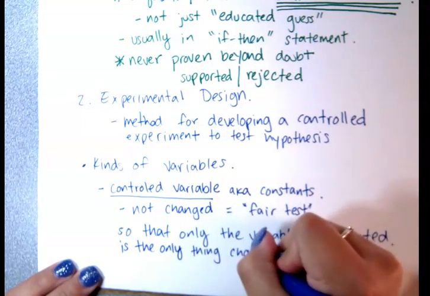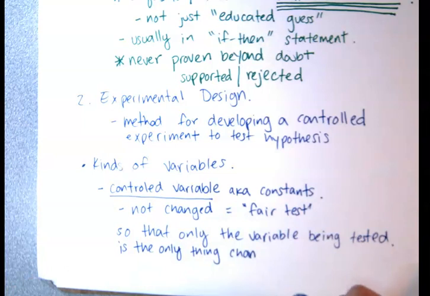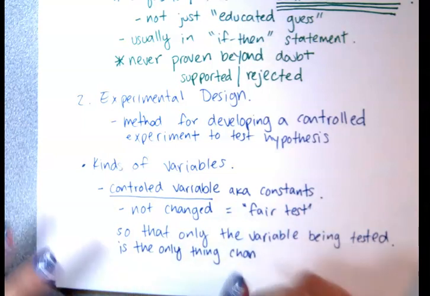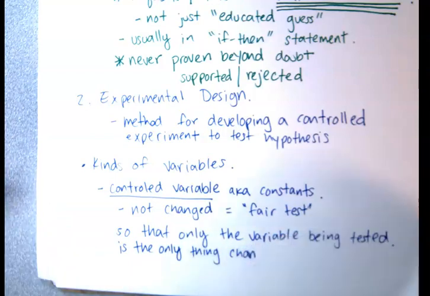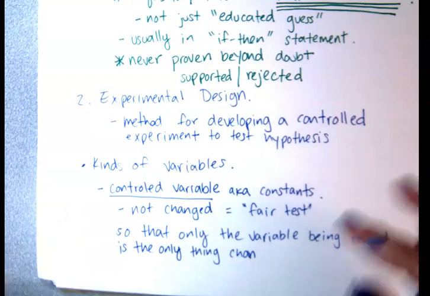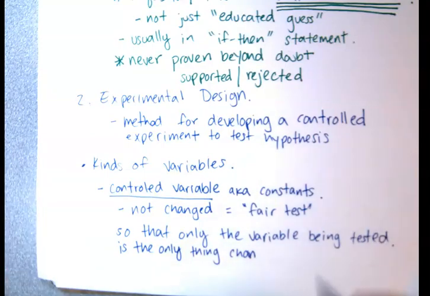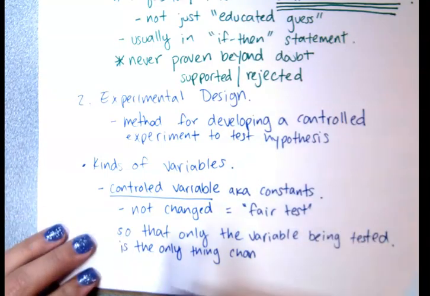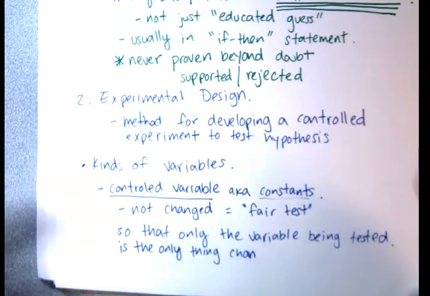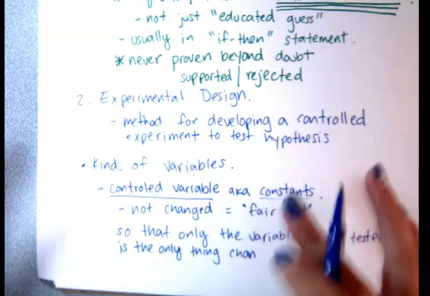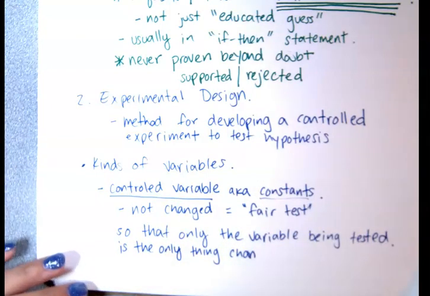So for example, if you are trying to see how the amount of water impacts plant growth, you want to make sure that they all have the same type of soil, they all get the same amount of light, that you're testing the same type of plant, that you water them at the same time. So all of these would be the controlled variables or the constants. And since you're only testing how the amount of water impacts it, that would be your only non-constant. That's the thing that you change.